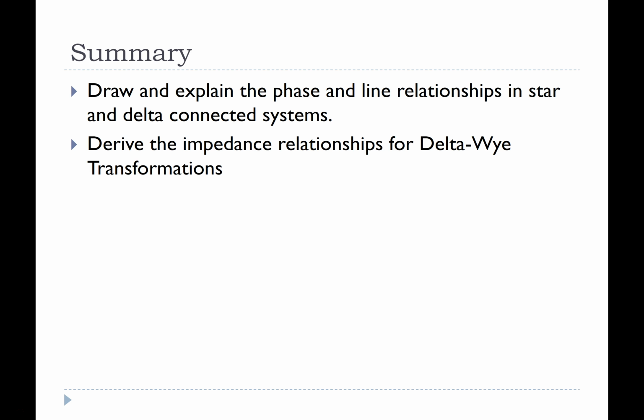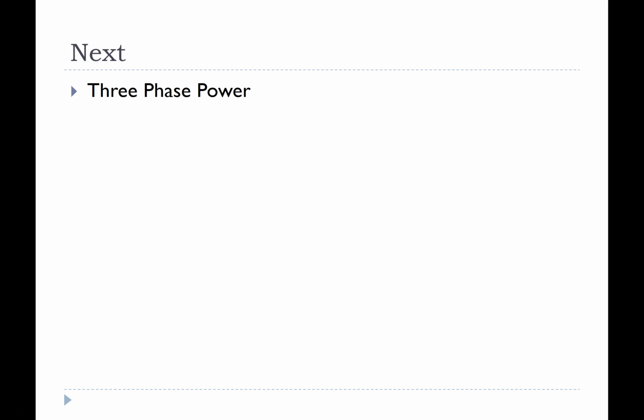Good. So in summary, by now you should be able to draw and explain the phase and line relationships in star and delta connected systems and derive the impedance relationships for delta and Y transformations. And as I said, I just briefly went through that because you should have done this already in 1015. If you didn't, just pull up the slides from the course shell and go back through it and try to derive it. It's there in a step-by-step manner. Next time, we're going to look at three-phase power.